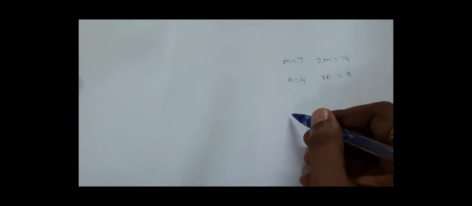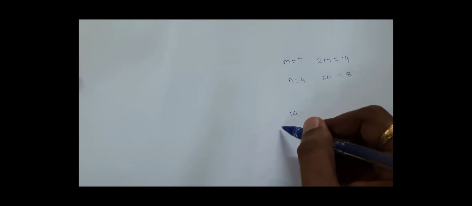Now, what they have said is the remainder is r. So the value of r will be 3 according to our substitution assumption. Now, what they have asked is the remainder when 2m is divided by 2n. Since we have assumed m is equal to 7, 2m will be 14. Since we have assumed n is equal to 4, 2n will be 8. Now, when you divide 14 by 8, 8 ones are 8, 14 minus 8 is 6.